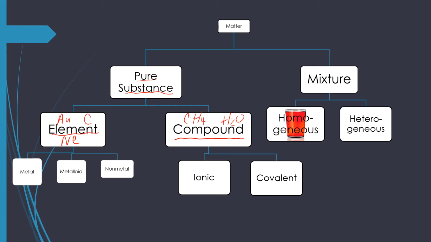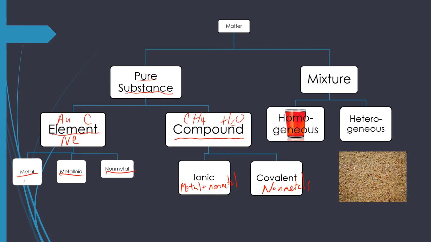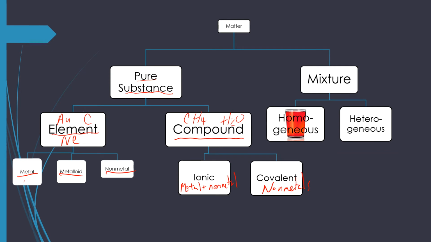Now you can break compounds down further into ionic and covalent. Ionic is a metal plus a nonmetal. Covalent is only nonmetals. Now what do you mean, Mr. Roach? Well, elements can be either metals, metalloids, or nonmetals. I don't get into it here, but I'll show you in a minute what all that means, basically where they are on the periodic table. I can bring it up now.